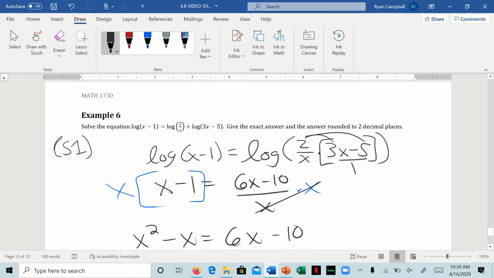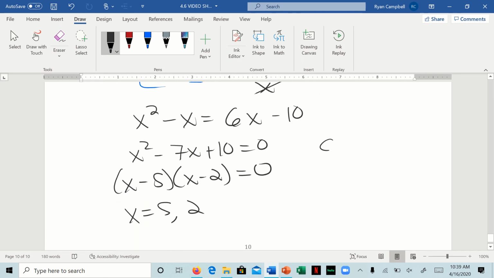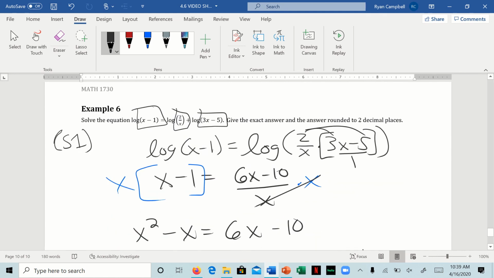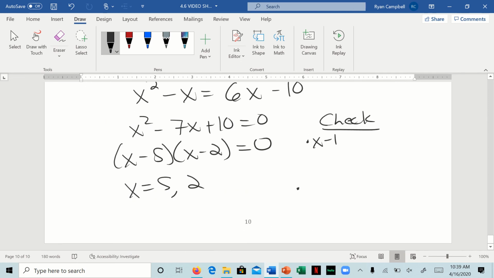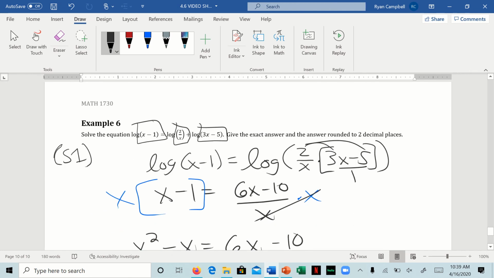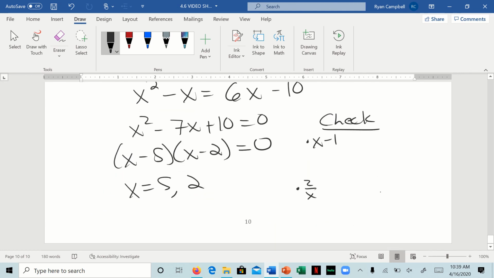No, right? We got to also check all of the logarithms. So this time we have to check x minus 1, right? Because that's what we're taking the log of. We have to plug in x and make sure we get a positive answer. We got to check 2 over x. And then we also have to check 3x minus 5.